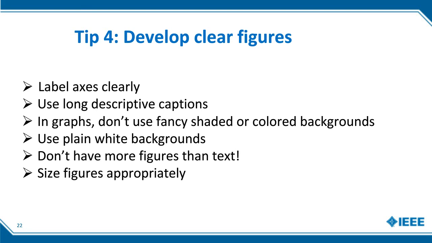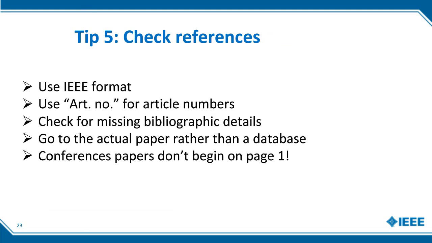Next tip, check your references, use proper IEEE format. A common mistake is to not say art number when there's an article number. Many authors just put a P there. Check for missing bibliographic details, like totally missing page numbers and stuff like that is a no-no. And when you get the bibliographic details, go to the actual paper itself, download the paper. Don't take the details off a database, because quite often there are mistakes on those databases.